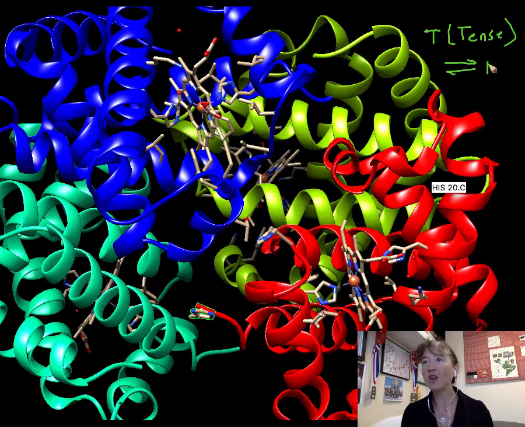So the R, you guessed it, stands for relaxed. And the relaxed form of hemoglobin is very likely to want to bind oxygen. And we see that in our curve. So the relaxed form doesn't resist the binding of oxygen.